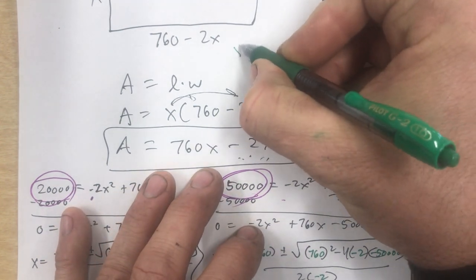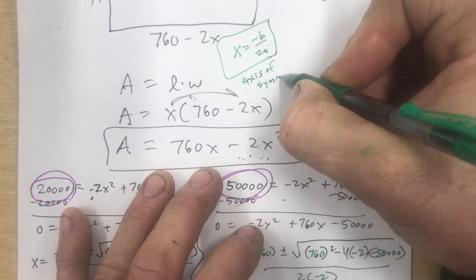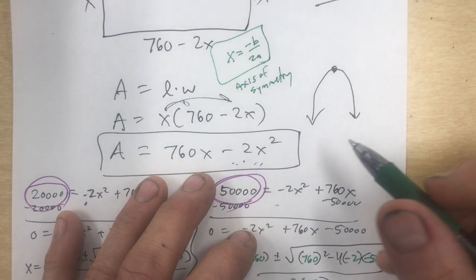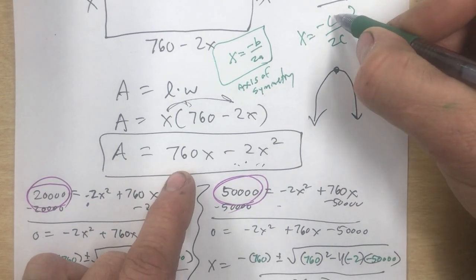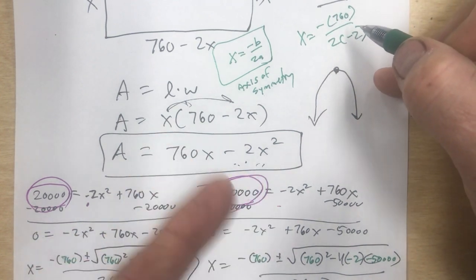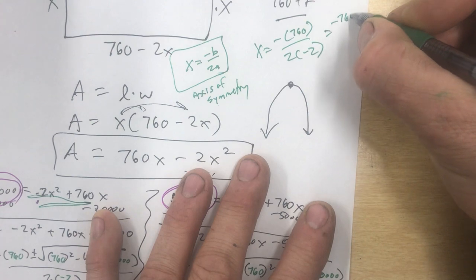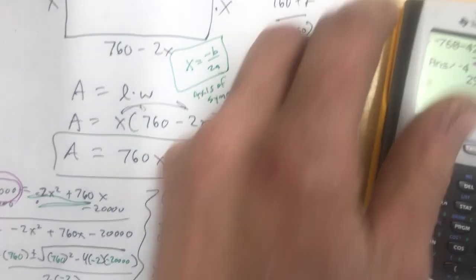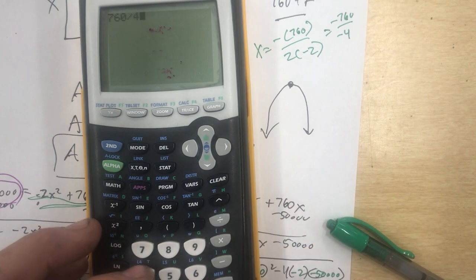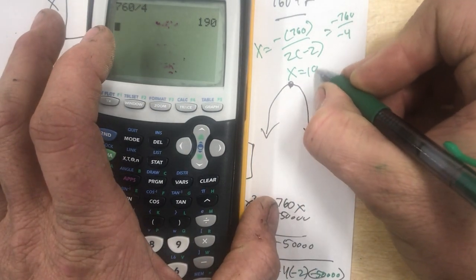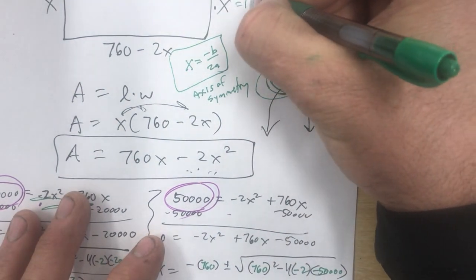I'm going to do that right here. I think I have enough room. All I got to do is x equals negative b over 2a. This is my axis of symmetry. On this problem, my b is 760 and my a is negative 2. They're supposed to be in the opposite order, that's why I changed them down here. So you're looking at negative 760 divided by negative 4. That's going to be positive 760 divided by positive 4. Same thing, 190. X has to be 190 to get the maximum area, which means this is 190 right here.